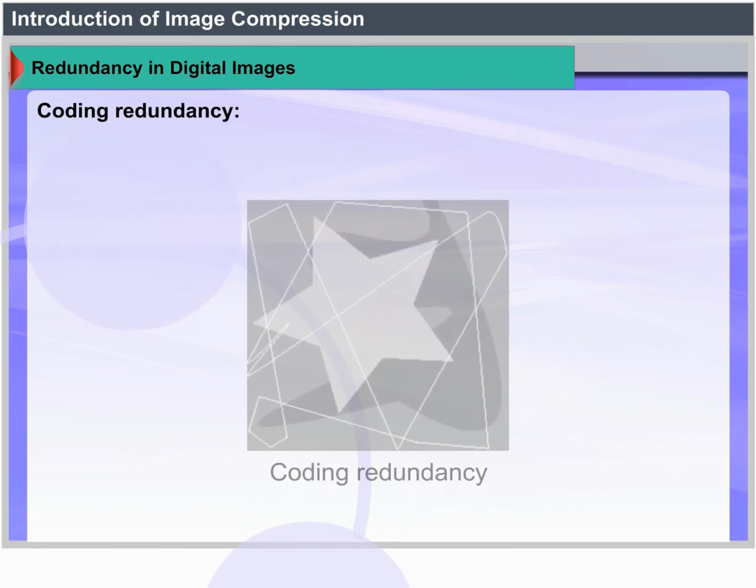Coding redundancy usually appears as a result of the uniform representation of each pixel. Spatial or temporal redundancy exists because adjacent pixels tend to be similar in practice. Irrelevant information: an image contains information which is ignored by the human visual system.